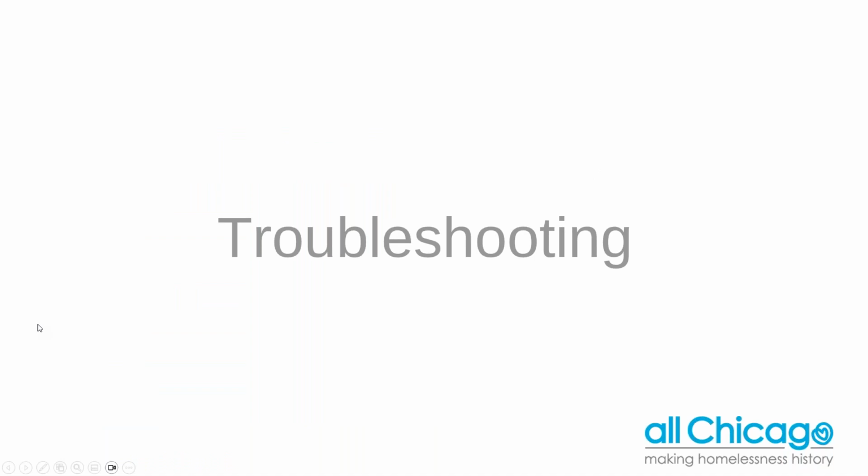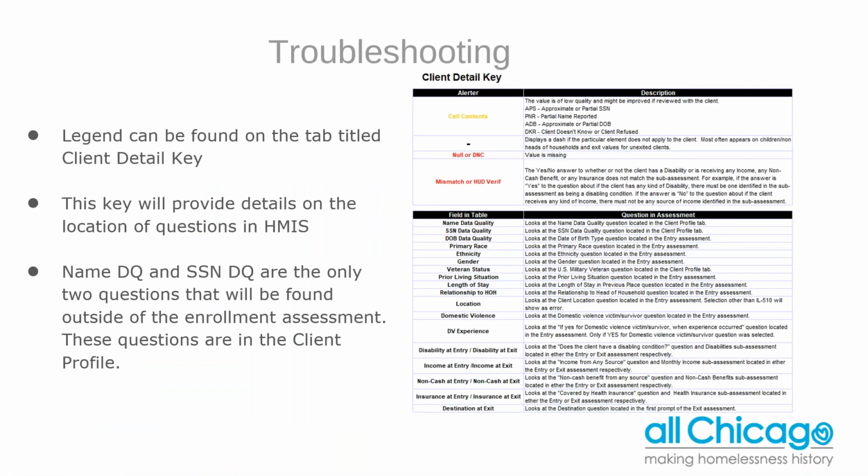So troubleshooting. Again, overall, the client detail key is probably your best friend when it comes to troubleshooting the report. One thing to point out within this table here is that the name and social security number are the only 2 things that are going to be located outside of the enrollment assessment. So these things will have to be adjusted within the client profile and not within the actual assessment itself.